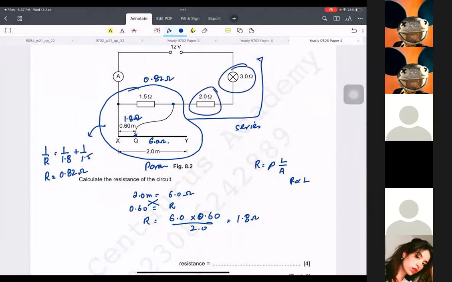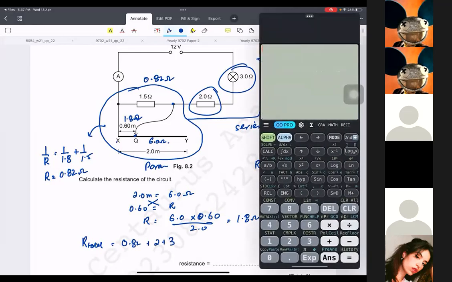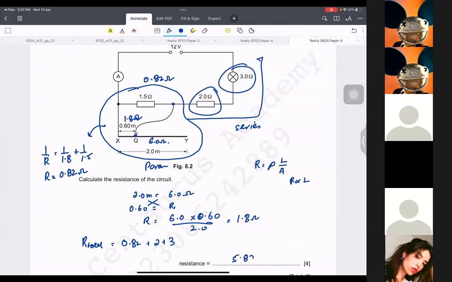Now you have 2 and 3. You have to add them because this is series. So the total would be equal to 0.82 plus 2 plus 3. That is 5.82 ohms. All right, everybody could do it. Any questions, anything you did not understand, please let me know.